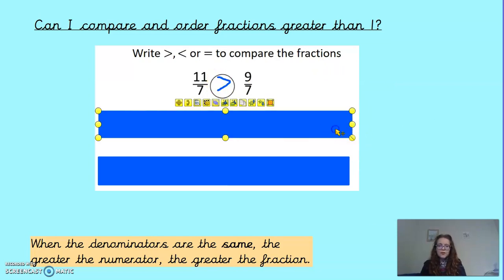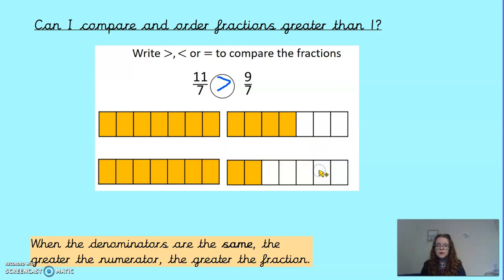And I can show you this using a bar model. Here is my 11/7 and here are my 9/7. You can see I've split my wholes into 7 parts and I've coloured in each of my parts to represent my numerators. So if the denominators are the same, then the greater the numerator, the greater the fraction. Okay, that's a really good top tip. I would even write that down in your book today to remind you for when you're working out some later.